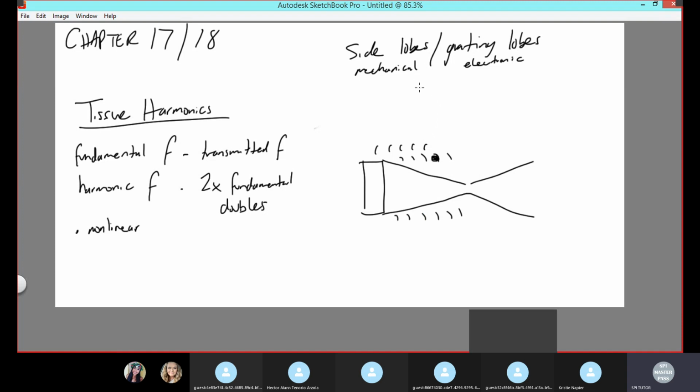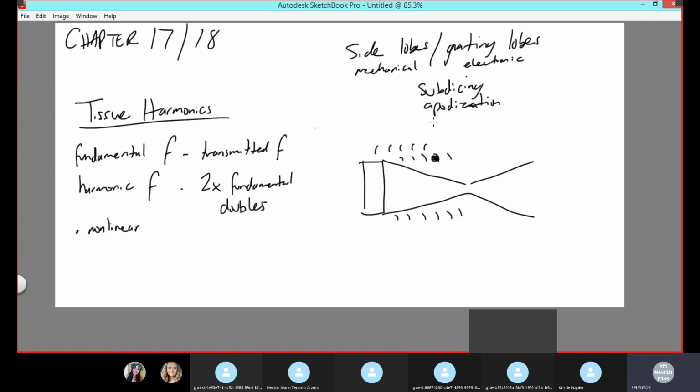Okay. You can also do it through subdicing and apodization. So these are two terms that are good to know that they exist and that they're used to eliminate side lobes and grating lobes. Subdicing and apodization. I honestly don't think you need to know how these work, like what subdicing really is, which is when they make the crystals into even smaller pieces and attach a channel to them to have more control over them. I honestly don't think that's the case.